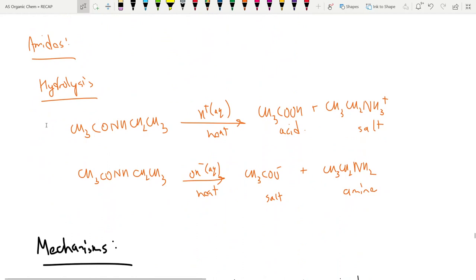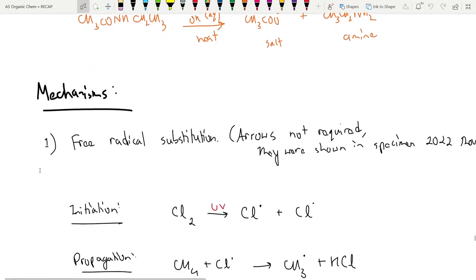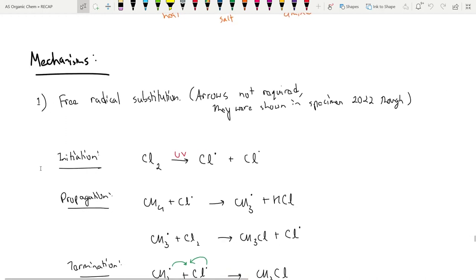This isn't in the syllabus, but I'm still going to say this because you're going to find this in paper 1 at times. This is important for A2. So amides can be hydrolyzed in two ways. Acidic hydrolysis gives us the salt from the amine because the amine is basic due to the lone pair. It reacts with the acid to form the salt, and you're going to get a carboxylic acid. And alkaline hydrolysis is going to give us a salt because the acid reacts with the alkali to give us a salt and an amine.